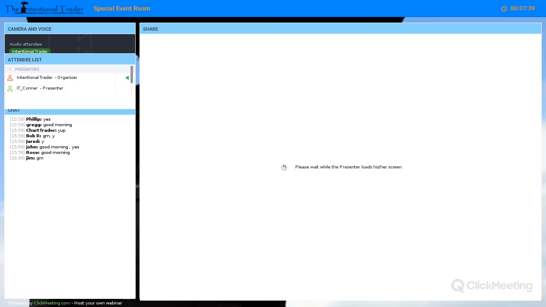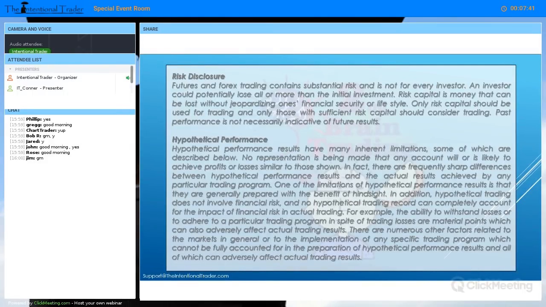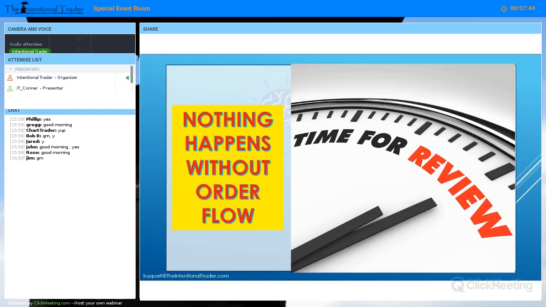In not as much detail as I went in on Thursday. Okay, so we're going to do a quick review of the event that was about order flow and how nothing happens without order flow. Those of you that were there probably already know the answer to this. Those of you that weren't, can you tell me what makes price move? What type of order makes price move up and down?